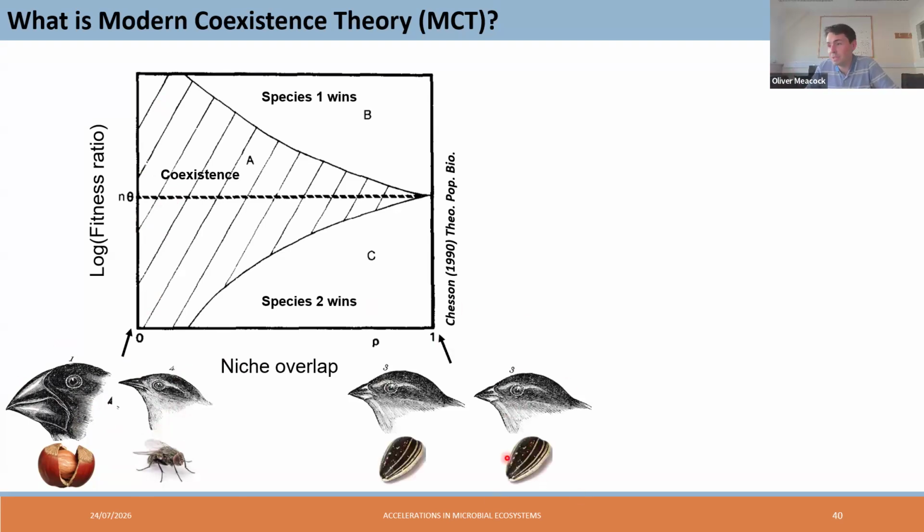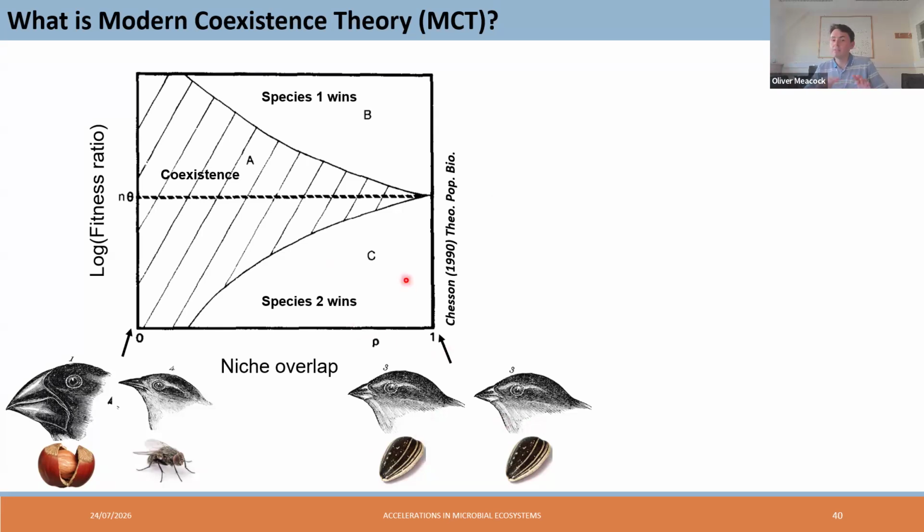On the other hand, if you've got two species that look identical to each other, that eat the same food source, you're going to have a niche overlap of 1, and your fitness ratio has to be equal to 1 in order for those populations to coexist indefinitely. Because if one of them is able to grow more quickly than the other one, just with a higher fitness, then it's going to be able to, over long periods of time, take all of that resource and outcompete the other population.